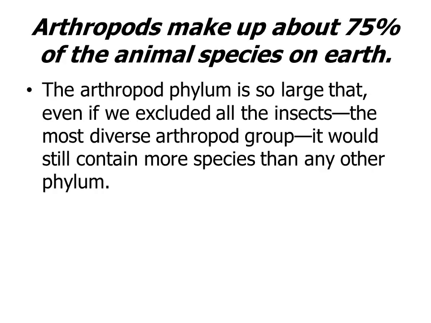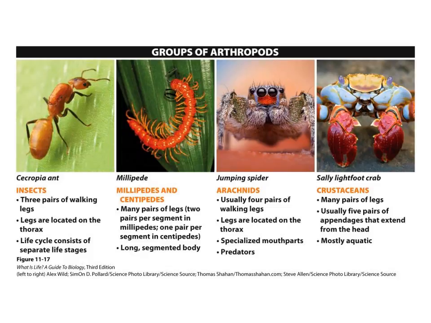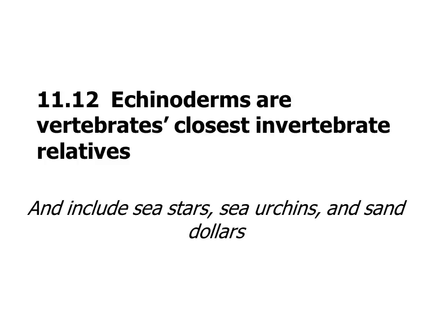Within invertebrates, arthropods make up 75% of the animal species on Earth, just so you know. The arthropod phylum is so large that even if we excluded all the insects, it would still contain more species than any other phylum. So here are arthropods. We have insects, but we also have millipedes and centipedes, arachnids, and crustaceans. Those are all arthropods. Echinoderms are the vertebrates' closest relative. Echinoderms are invertebrates, but they are the closest to the vertebrates evolutionarily. This includes sea stars, sea urchins, sand dollars.